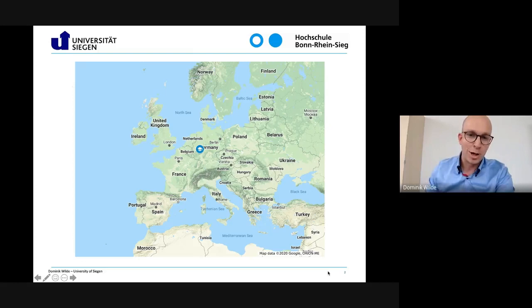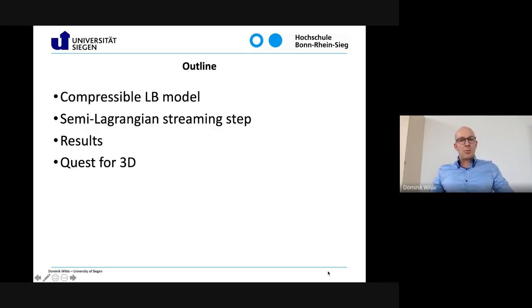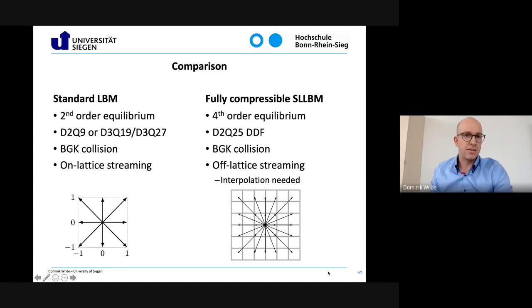So the next slide is the outline: the compressible lattice Boltzmann model that we used. I will quickly recapitulate the semi-Lagrangian streaming step, although we heard a lot about it today already, and show you the results and the quest for three dimensions, which is an interesting topic. To compare both approaches, the standard lattice Boltzmann method uses a second order equilibrium and the standard stencils that are widely used in combination with a BGK collision model and on-lattice streaming. In comparison, we have a fourth order equilibrium based on the Hermite expansion.